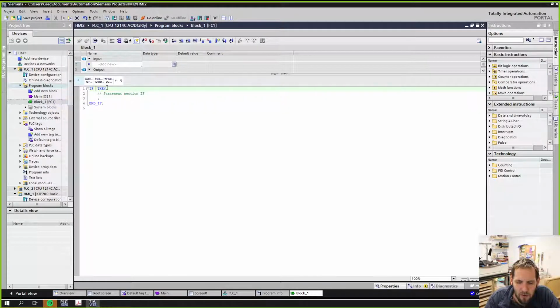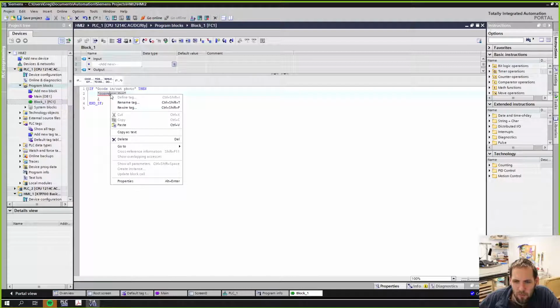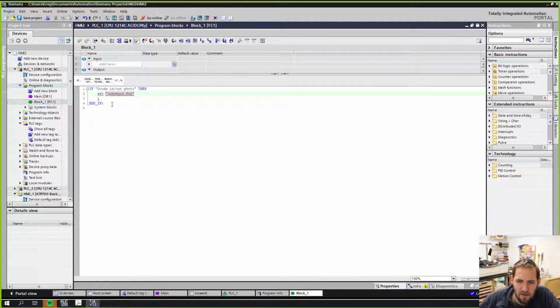If photo, no, goods, there we go. Then you would say, I don't know how you do an output, I'm not gonna lie. Again, I've never really done it this way. Do I just say motor forward? Conveyor. Yeah, I need something before this. Probably a set. Nope. Oh, do we need a? Yeah, no, I don't know. I've never done this language, so.